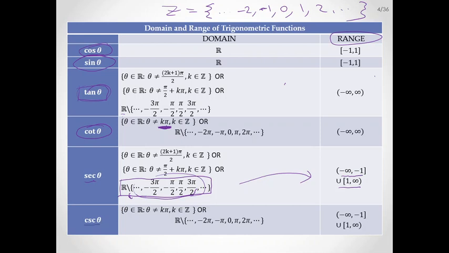Okay, and cosecant theta is 1 over sine theta. And what happens if I take, for example, 0? It's 1 over sine 0, which is 1 over 0, right? So this makes it undefined. So these are the values making it undefined, so we remove them from the real numbers. So it gives you the domain of cosecant theta. And in the same way as secant theta, it has this range: minus infinity to minus 1, union 1 to infinity.